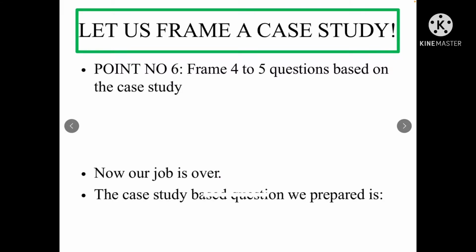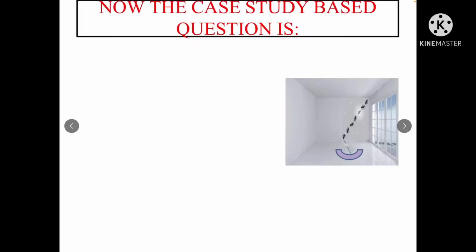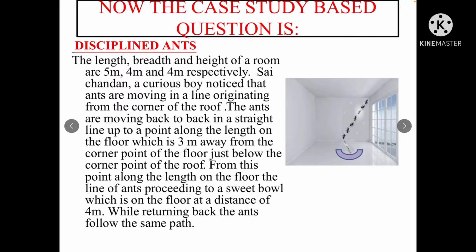Our job is over. So whatever question we prepared, as a whole it will look like this. The title of the story is Disciplined Ant. The length, breadth and height of a room are 5 meter, 4 meter and 4 meter respectively. Just go through this. This is my stem part, or the case, and on the right side the picture is also given, which clears whatever narration you have given in the story.